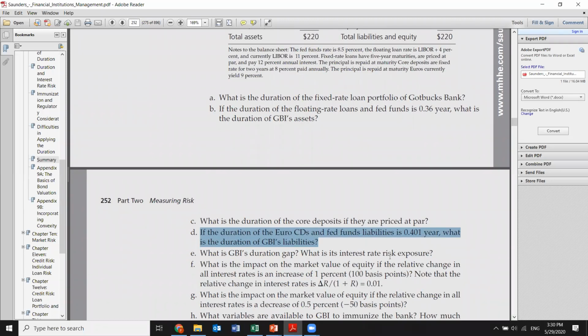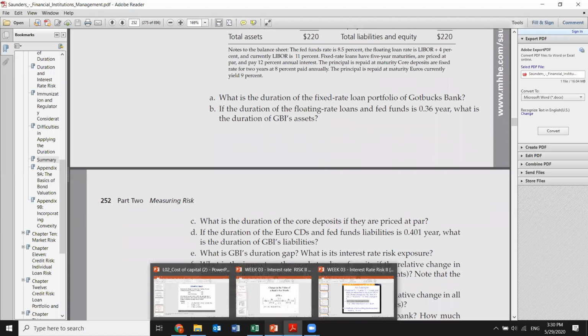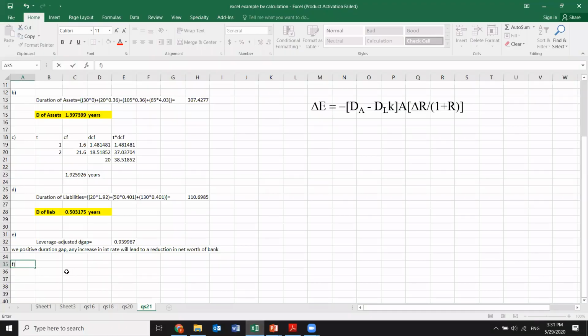What is the duration and the interest rate exposure? We did it. Now F: what is the impact on market value if there is a 1% increase in interest, 100 basis points? That relative change in the interest rate is equal to 0.01. So they directly give it to you, and you need to calculate the change in your equity value. It's just straightforward.